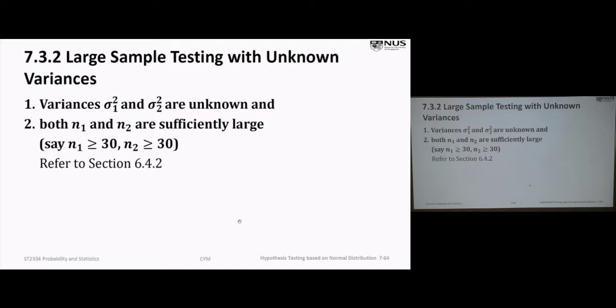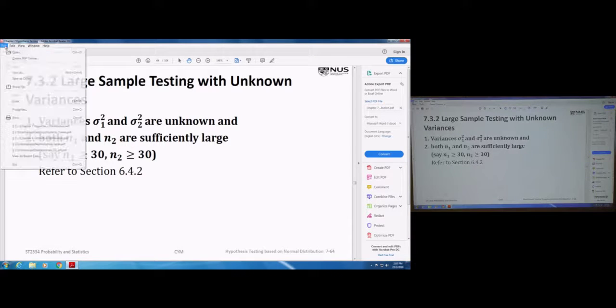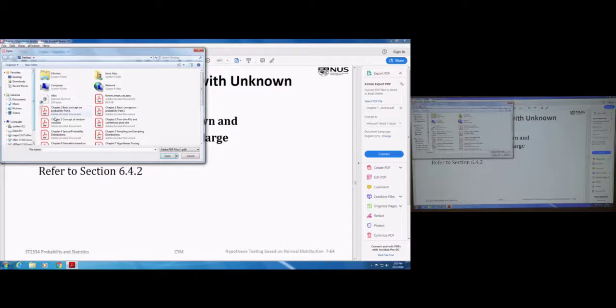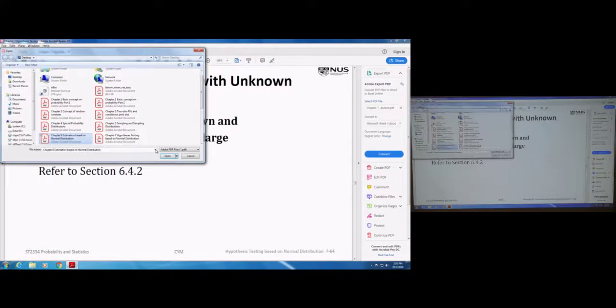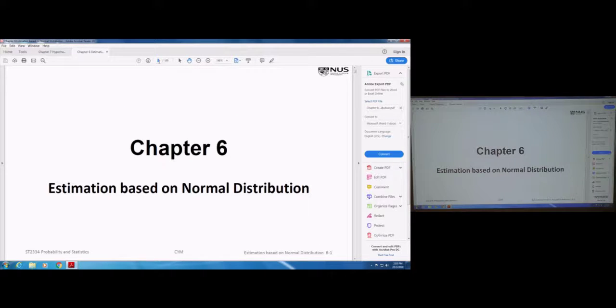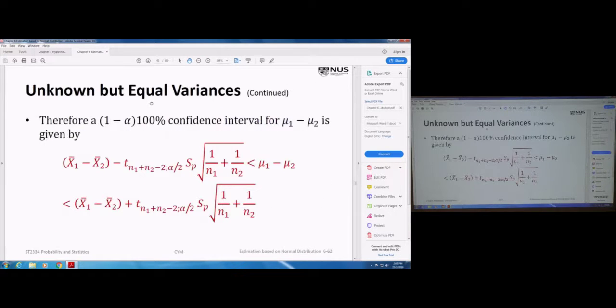Okay, that's the procedure. So this situation is you have a pair of random samples of different sizes, where those sample sizes are very large, and we don't know the pairs of variances, sigma squared 1, sigma squared 2. So we refer to section 6.4.2. So just to understand what it is we're talking about, let me just open these lecture notes. Chapter 6, section 6.4, page 75.